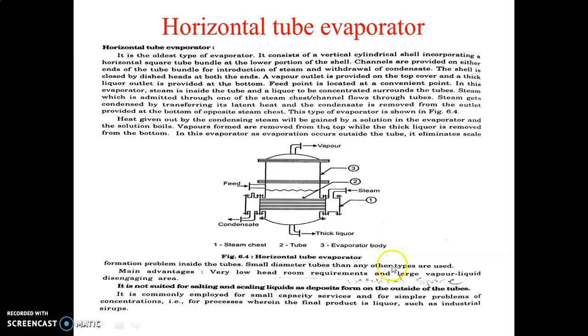And what is the application? These types of evaporators are generally used for small capacities, simple problems of concentration, such as industrial syrups. Syrups are generally made in the food industry, chemical industry, and pharmaceutical industry. So syrups can be made in this horizontal tube evaporator.